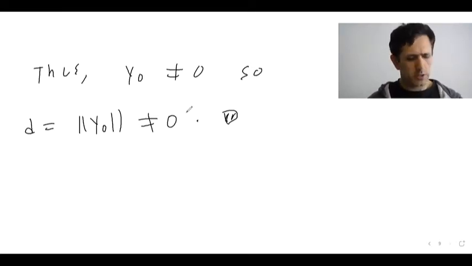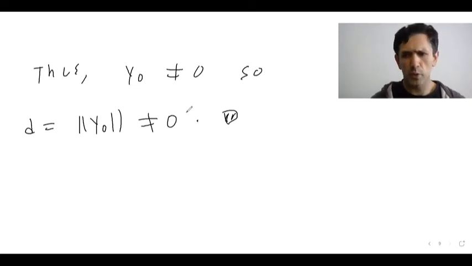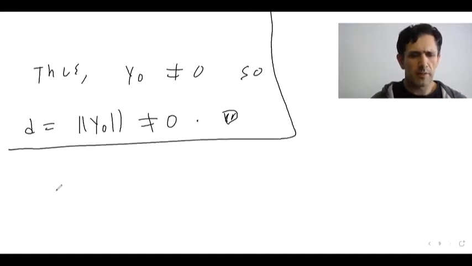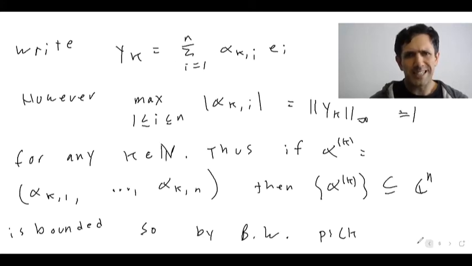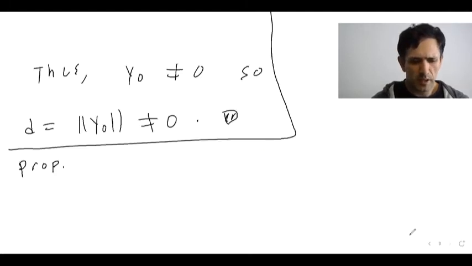All right, so let me continue on with a few straightforward propositions, and then we'll dive into compact operators, which is really the main point of chapter 4. Okay, so we have the following proposition. Basically, this result here is really the main basic property of normed vector spaces: any two norms on a finite dimensional normed vector space are equivalent.